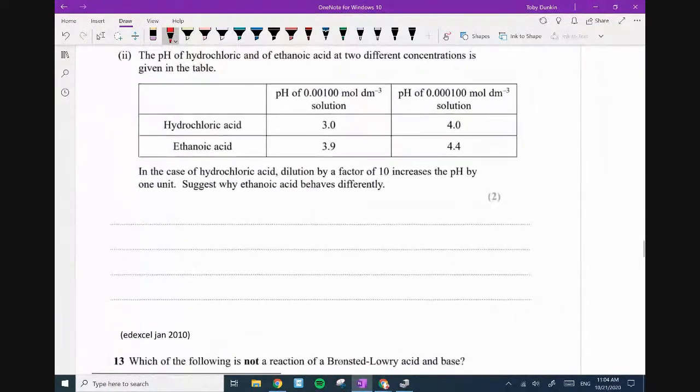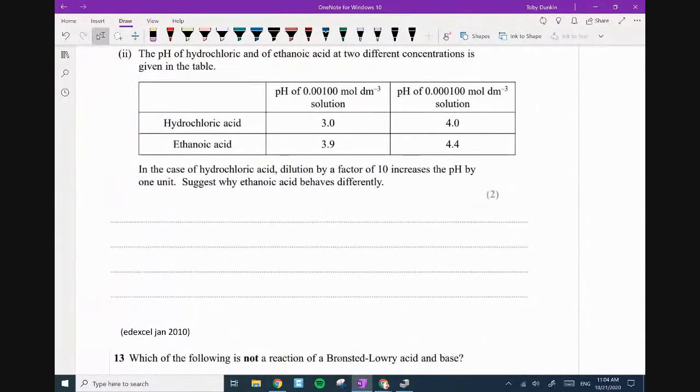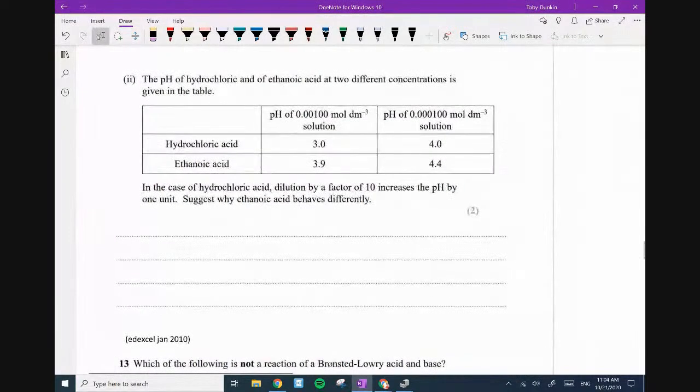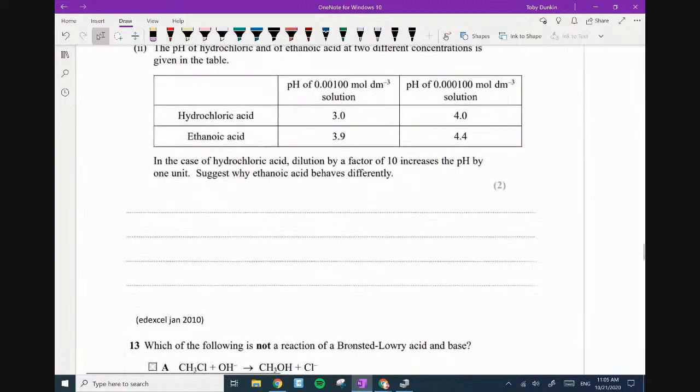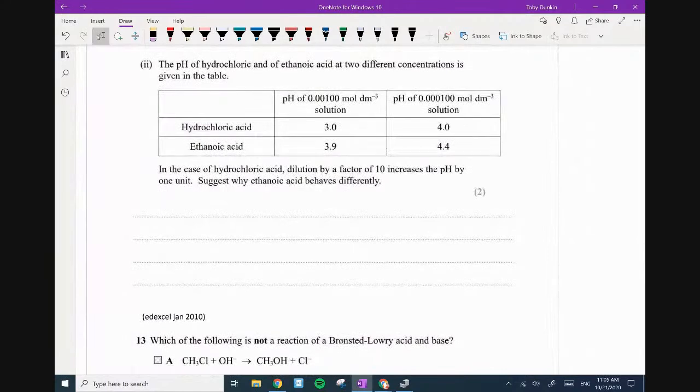Holy moly. In the case of hydrochloric acid, dilution factors of 10 increase the pH by 1 unit. Suggest why ethanoic acid behaves differently. Oh, isn't that clever? Oh, it's going to shift the equilibrium. That's really clever. That's a bit weird, isn't it? You're not going to get a standard dilution factor.